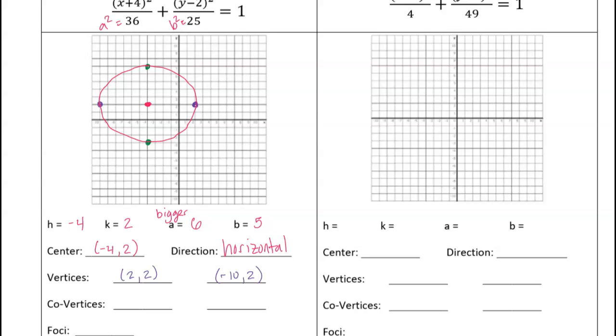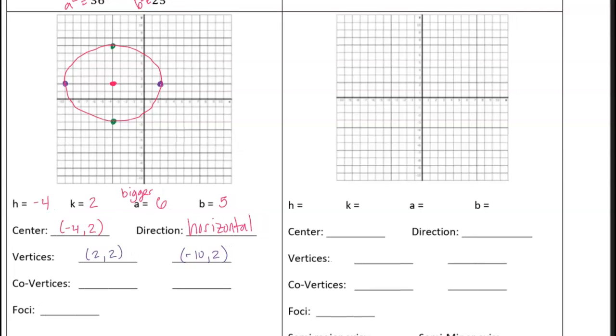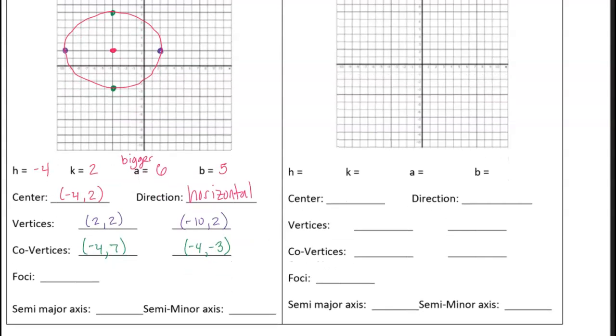And oh, sorry, I skipped this part. My co-vertices are at, I should do this in green, negative 4, comma, what is that? And negative 4, negative 3. And I already have identified my semi-major axis as 6, and my semi-minor axis as 5. Remember, semi-major is a, semi-minor is b, semi meaning half.